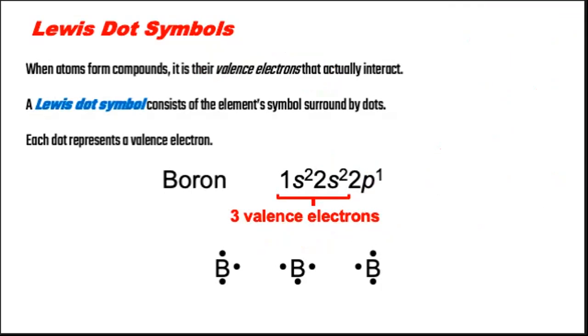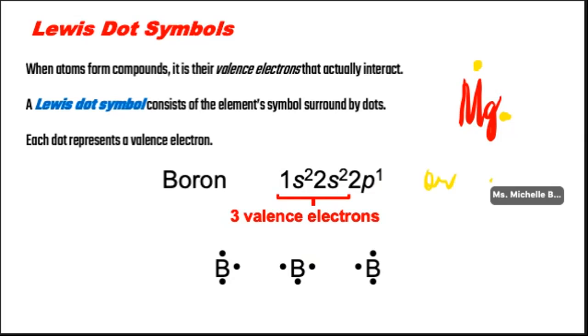Okay. What about if we have magnesium? How will you represent magnesium? Magnesium has 2 valence electrons. You can have 1, 2, okay?